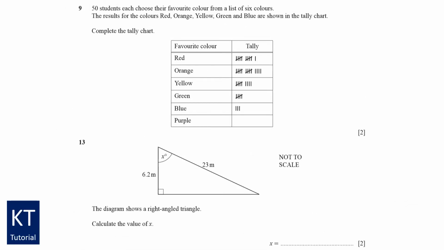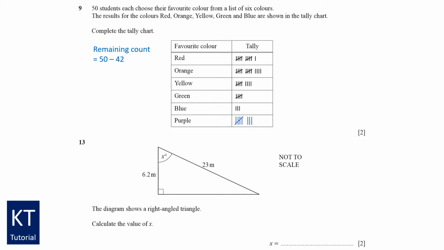Question 9. 50 students each choose their favorite color from a list of 6 colors. The results for colors red, orange, yellow, green, and blue are shown in the tally chart. Complete the tally chart. This is the remaining count against a total of 50.